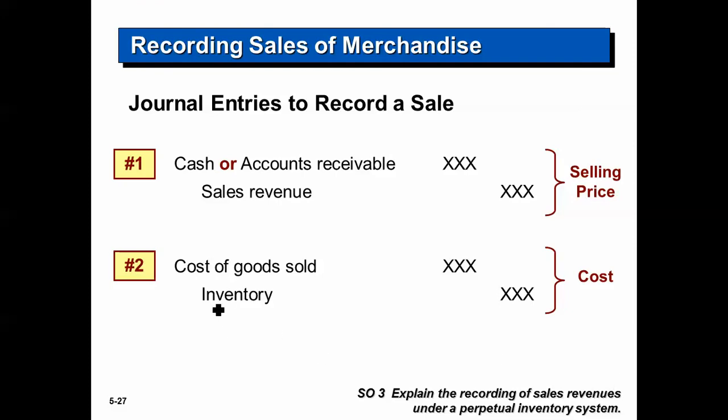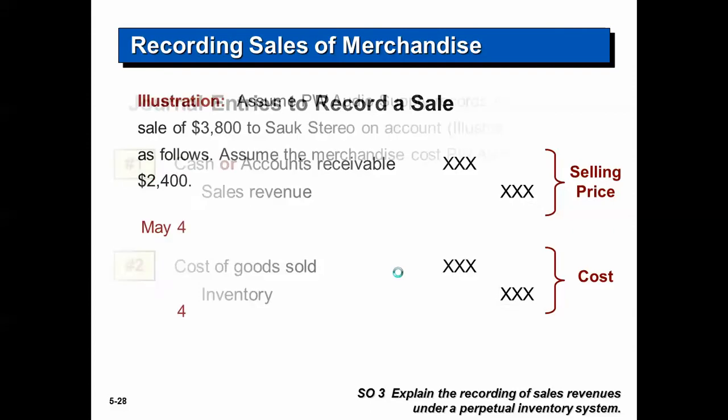But we have two journal entries here. One, we recognize the sale. This is the sale: credit revenue, as I always do, and debit cash or accounts receivable. But now I have to reduce my inventory and recognize that I have a cost of goods sold. So therefore, I reduce the inventory by the value of the goods that I sold, and I debit the cost of goods sold. Let's look at an entry.